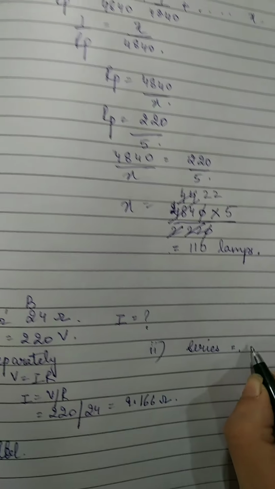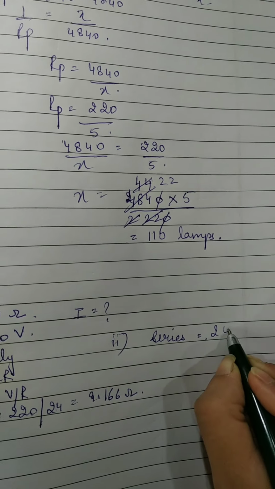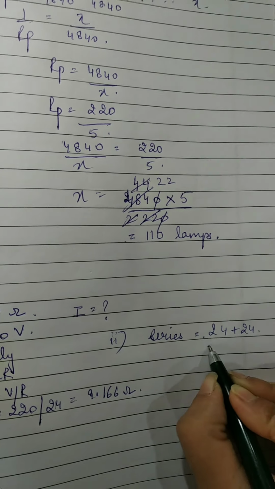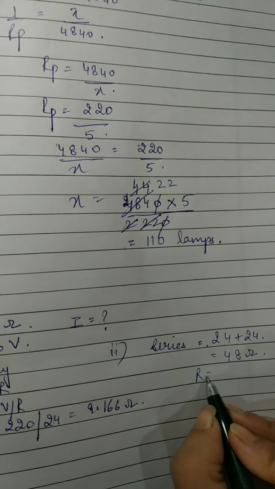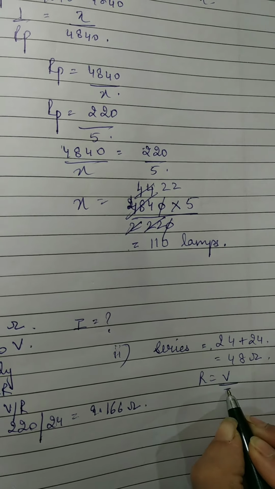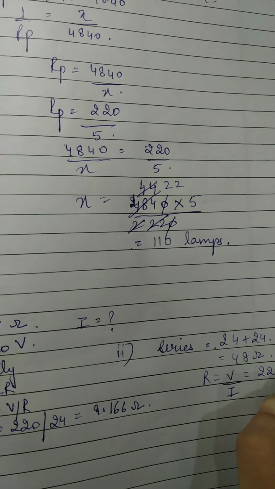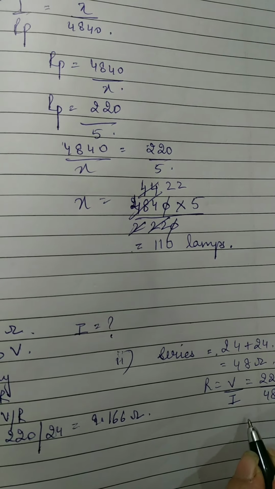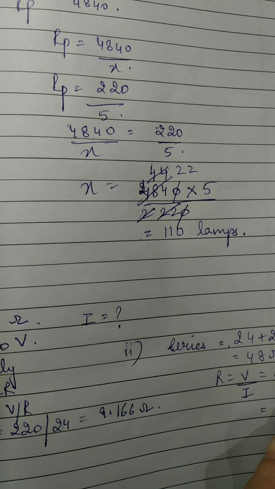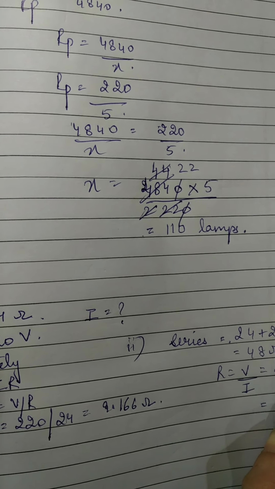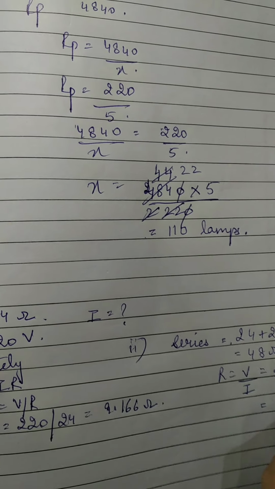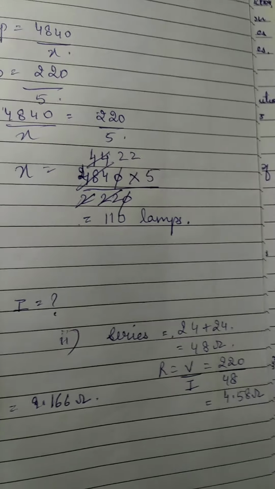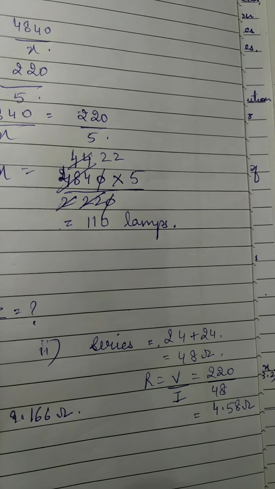Then they are connected in series. In series, the equivalent resistance is 48 ohms. Or what is resistance? V upon I, that is 220 upon 48. So 220 upon 48 will give us 4.58 ohm as the answer, right?